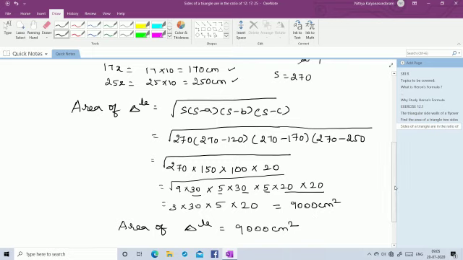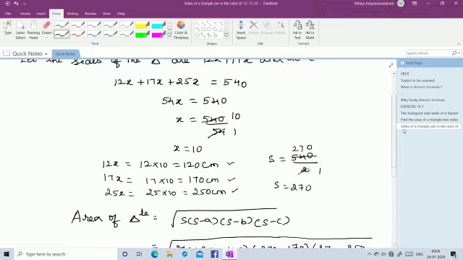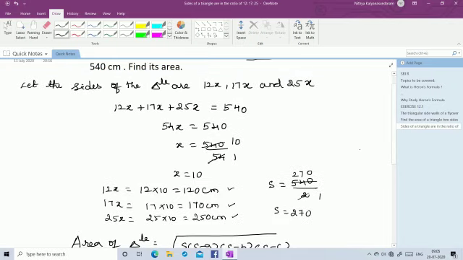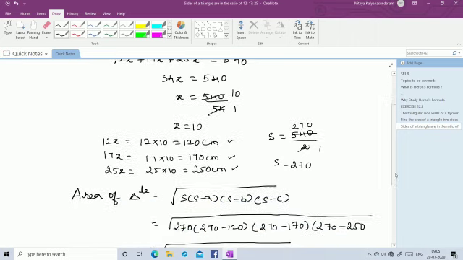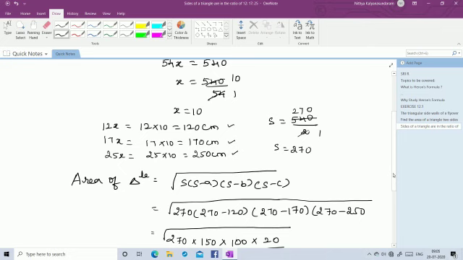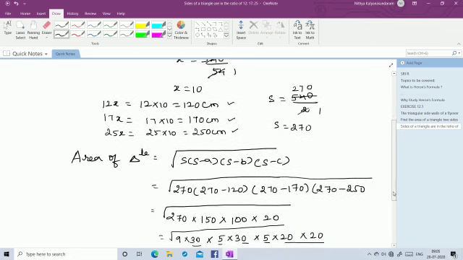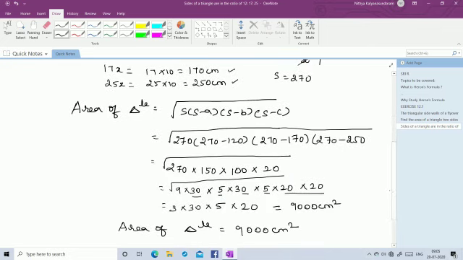So the sides are given in ratio. First you should assume the sides are 12x, 17x and 25x. By using the perimeter, calculate the x value, then substitute in that. Then you will get the sides, calculate the semi-perimeter, then substitute in Heron's formula. You will get the area of the triangle.